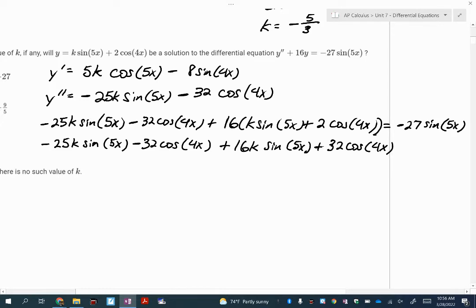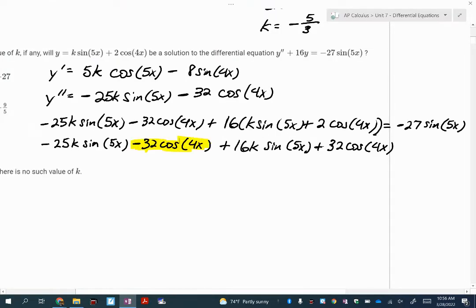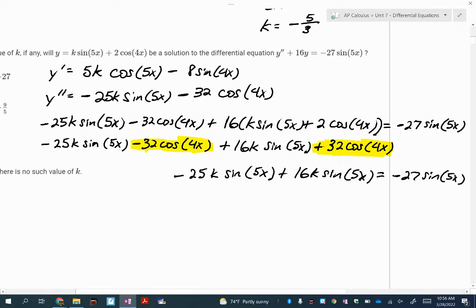You'll notice that, like in the first one, you've got two pieces that are going to make 0. This negative 32 cosine of 4x plus 32 times the cosine of 4x is going to make 0. To give us just negative 25k times the sine of 5x plus 16k times the sine of 5x equals negative 27 times the sine of 5x. So lots of like terms here. I'm going to add negative 25k plus 16k to get negative 9k.